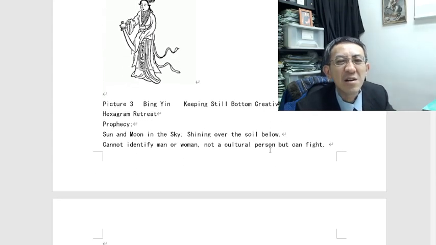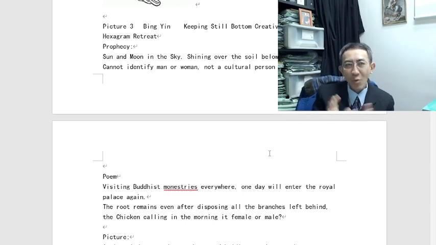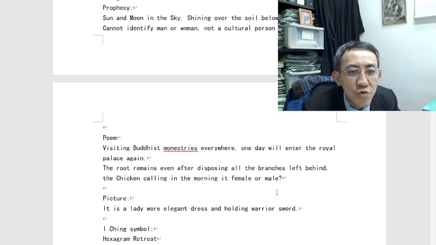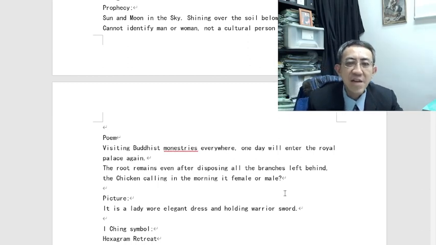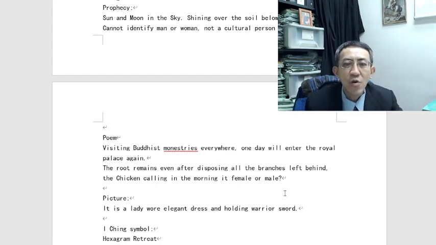Now we look at the poem. The poem and the prophecy mostly talk about the historical background of Empress rule and show her features and her rise from a lady in the palace up to the actual ruler in the Tang Dynasty. Now we read the poem over to you. The more wisdom Buddhist monasteries everywhere, one day will enter the royal palace again. The root remains even after disposing all the branches left behind. The chicken calling in the morning is female or male. The poem is like that.